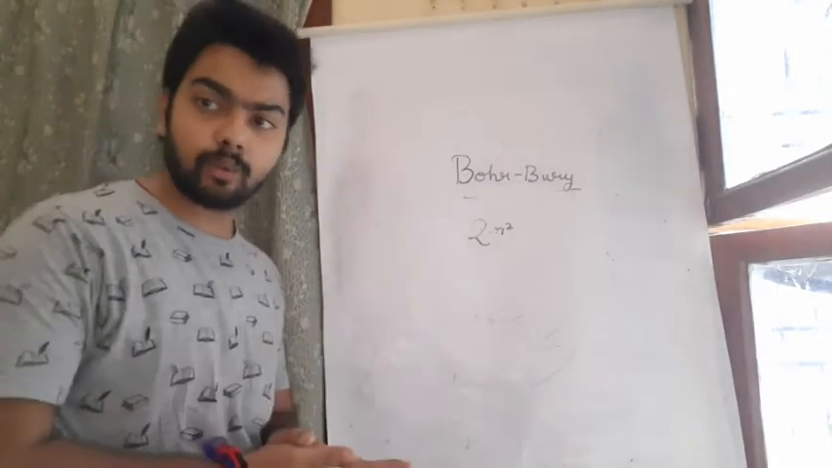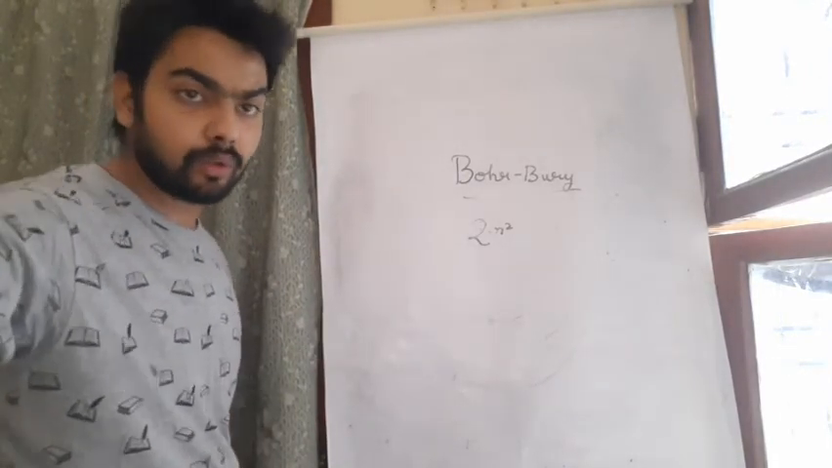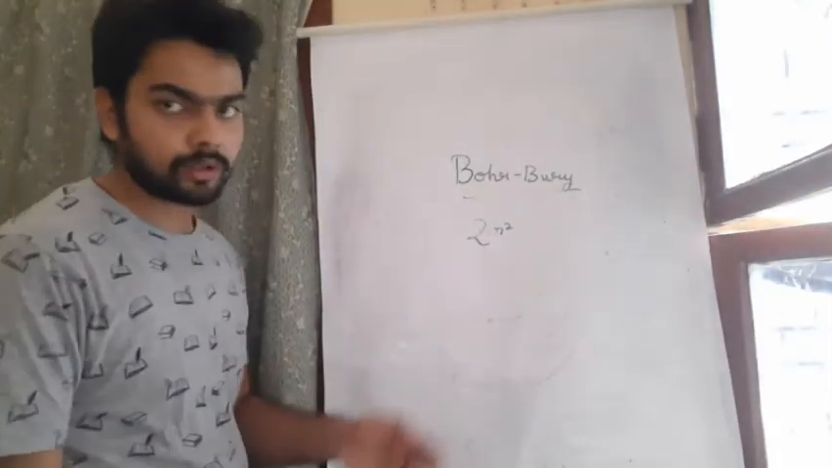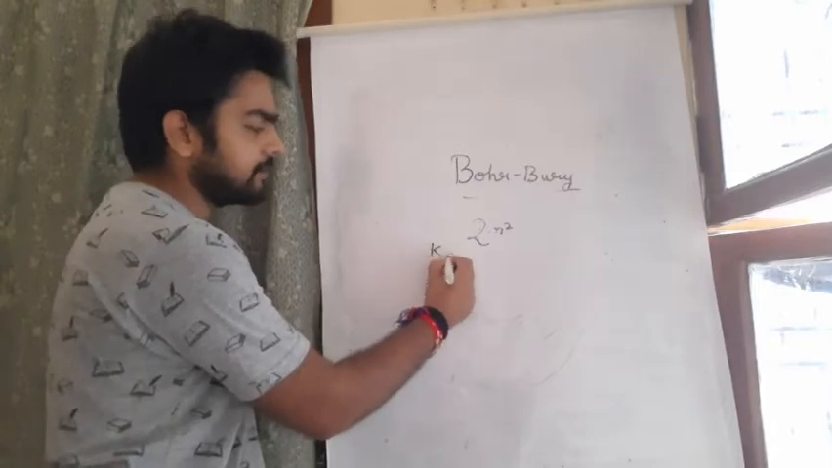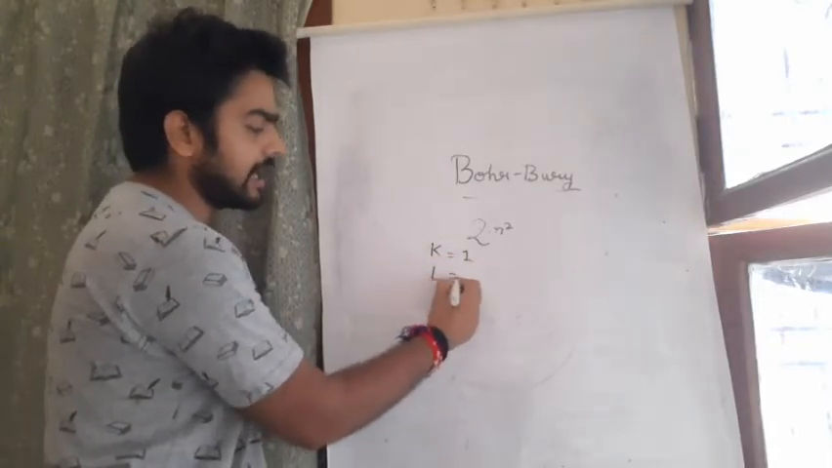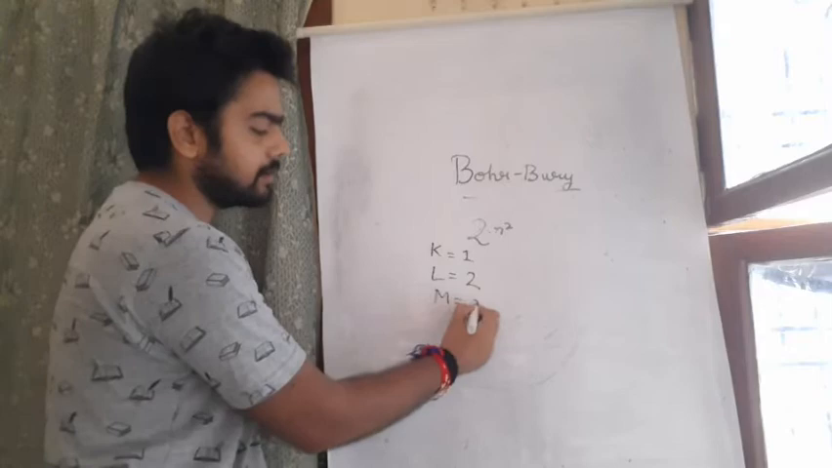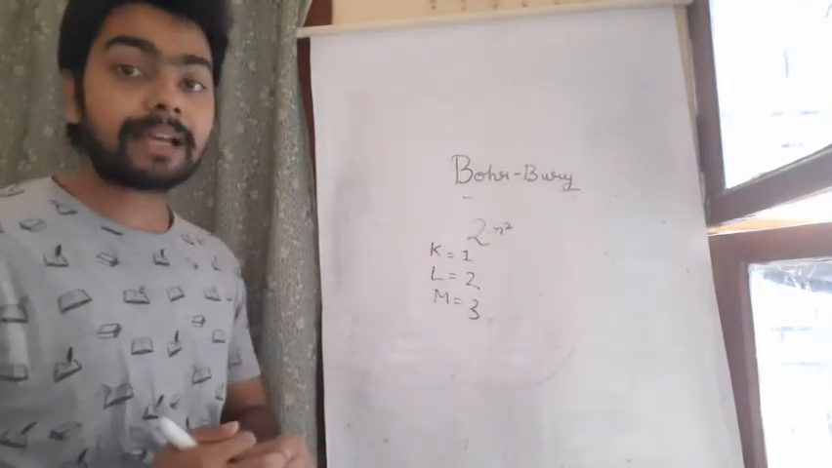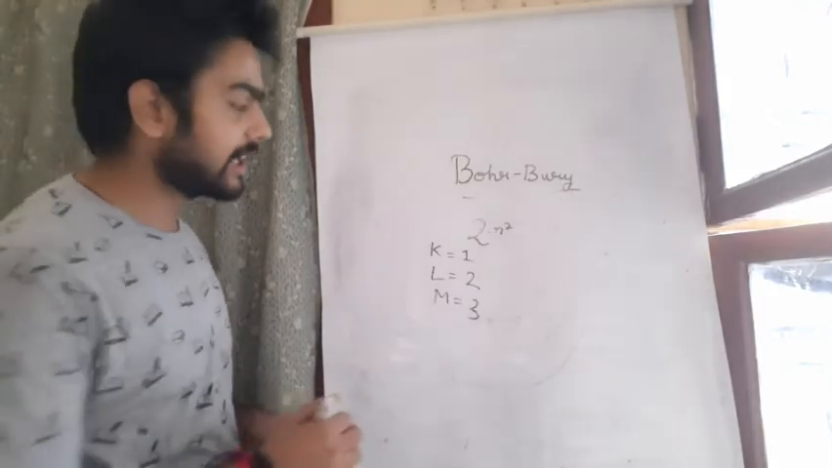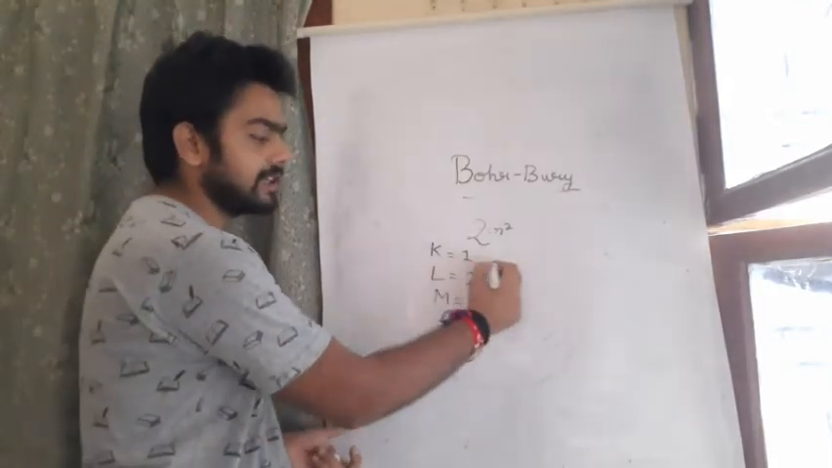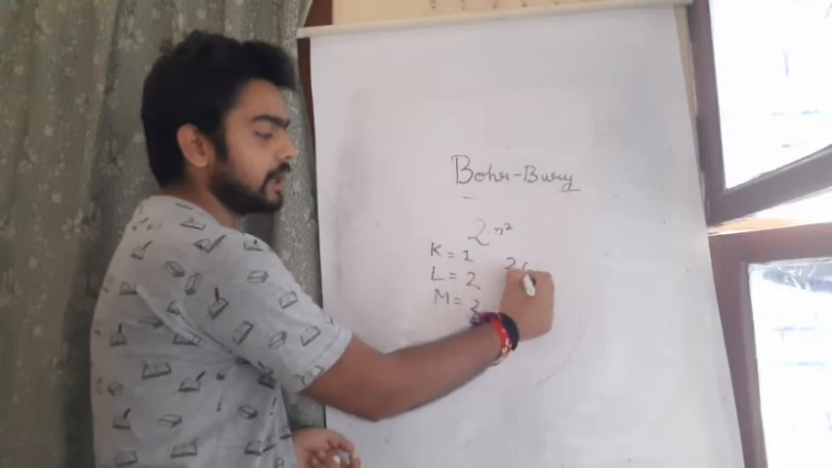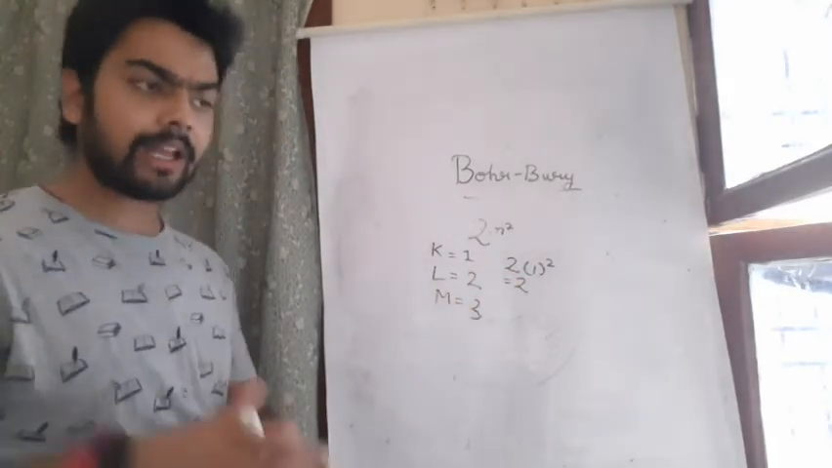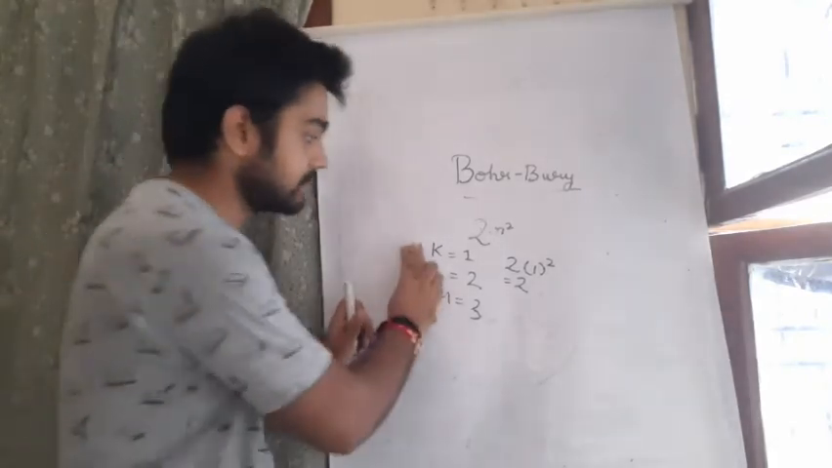For K, n is equal to 1, for L, n is equal to 2, for M, n is equal to 3, and so on. And it tells us the maximum number of electrons a shell can contain. For example, if you talk about the first shell, the value of n will be 1, it becomes 2 times 1 square and becomes 2. So the first shell can only contain 2 electrons.